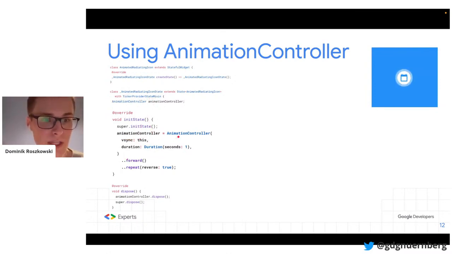The nice thing about the animation controller is that it exposes some useful methods. In our case, we have the method forward, which will play the animation. Then we have repeat with a parameter reverse equal to true, which will cause this animation to loop indefinitely, to perpetuity, right? An important part about animation controllers is to dispose them when your widget gets disposed, because we don't want these callbacks from the animation controller to run all the time.